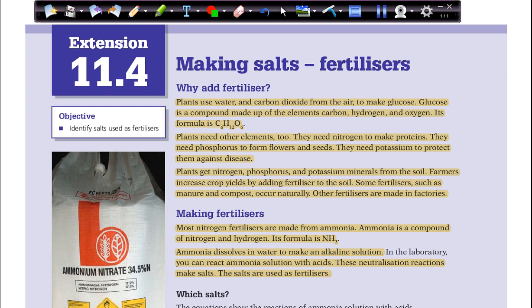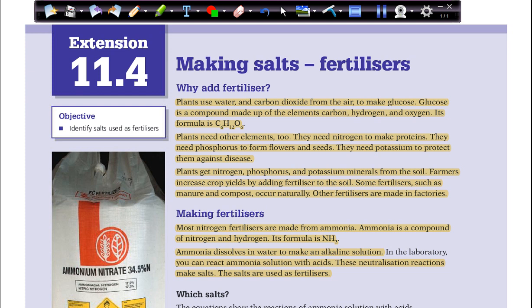Today we will talk about making salts as fertilizers. So open your books on page 206, grab your highlighters and follow me please. Making salts, fertilizers. Why add fertilizers? We all know that farmers use fertilizers on their plants to increase the yield, to improve the production of the plants and get more healthy plants. So that's why they add fertilizers to the plants.